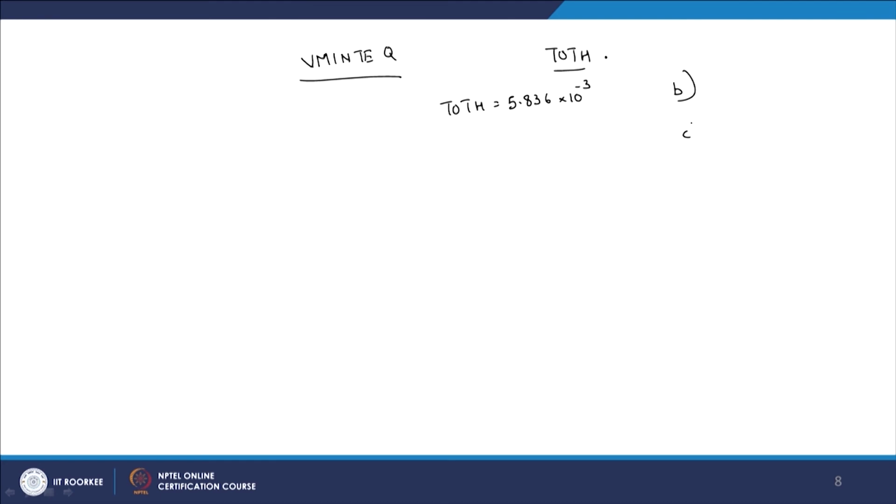So, in part C, right, what am I doing? I am adding HCl, right, at 10 power minus 3 concentration. So, what does that mean? The H total after addition of this HCl is going to be H total initially plus the concentration of this HCl, right, and what is that equal to? 5.836 into 10 power minus 3, that is H total initially from part B, plus how much acid am I putting in here? That is going to be equal to 10 power minus 3, right. So, that is going to be equal to 6.836 into 10 power minus 3.